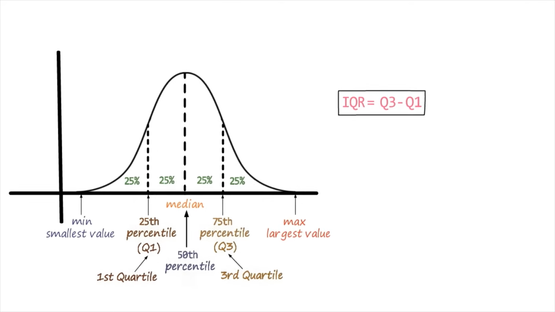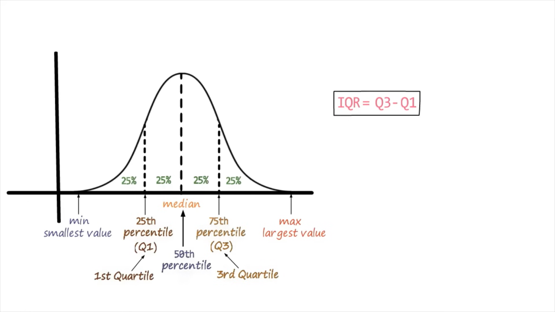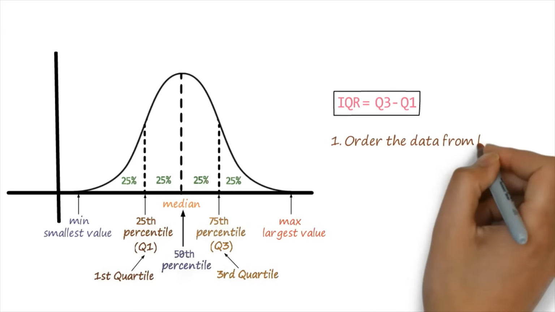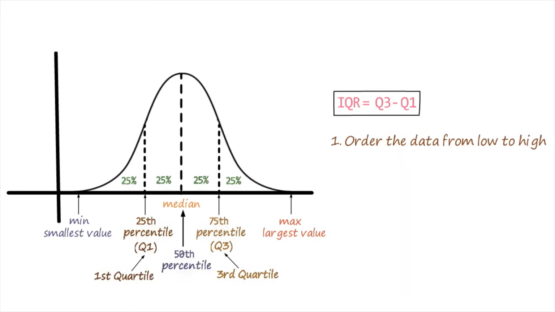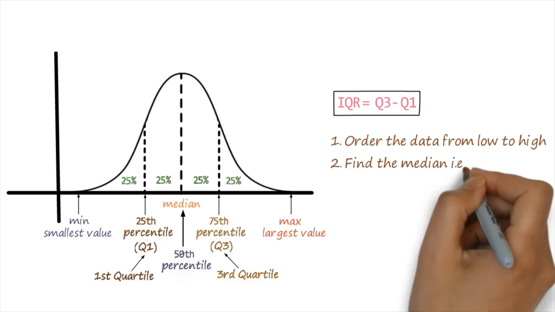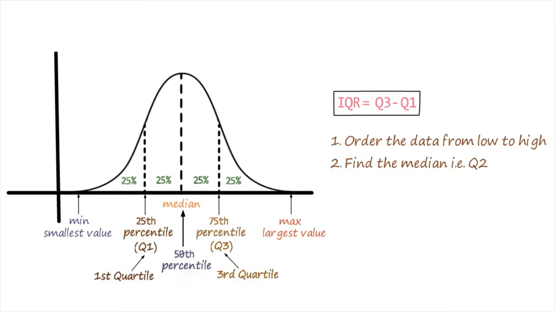Now I'm just giving you some points. If you want to calculate the IQR, you have to do one thing first. Whenever the data set or a set of numbers is given to you, first you have to order the data from low to high. This is the first thing you have to consider. Now, what is the second point? Then you have to find the median, that is Q2. Now, how to find the median? I will show you two mechanisms.